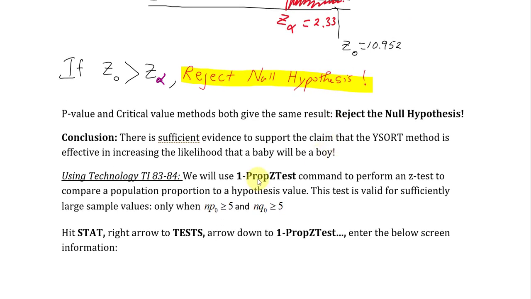And we can also use the TI-83 or 84 to do the whole testing for the p-value. Now let's try that. We will use the one proportion z-test command to perform a z-test to compare a population proportion to a hypothesis value. Now this test is valid for sufficiently large sample values, so it's only valid when n p0 is bigger than 5 and n q0 is bigger than 5. Okay, so now let's try that.